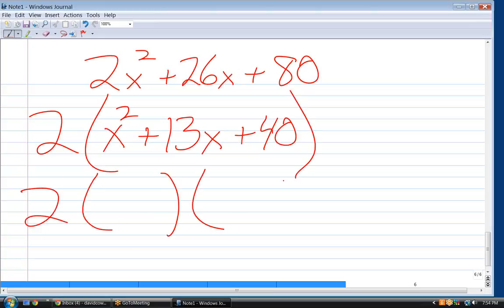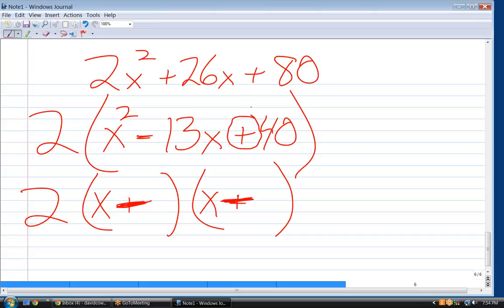Now, another piece of cake. What are my signs? Oh, it's going to be positive, plus, plus. How would you know if it's two negatives or not? If the middle term was negative, then it would have to be negative, negative. Both the terms are positive. In other words, you always examine this first, and that tells you what your signs are going to be.